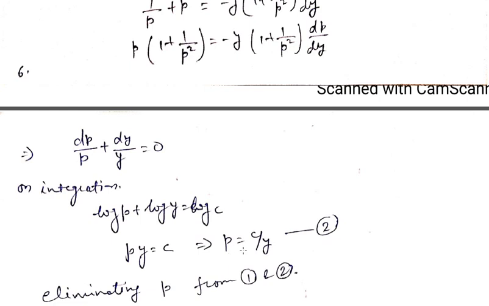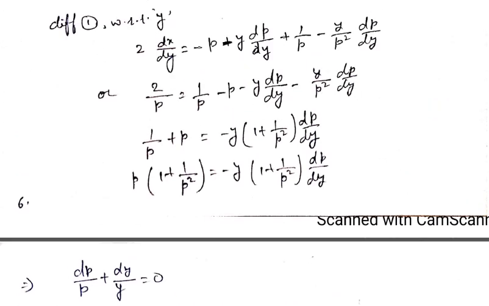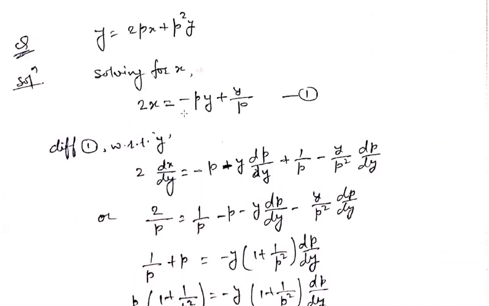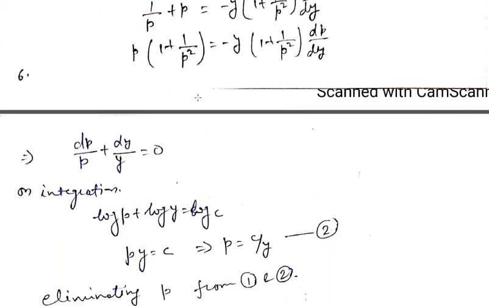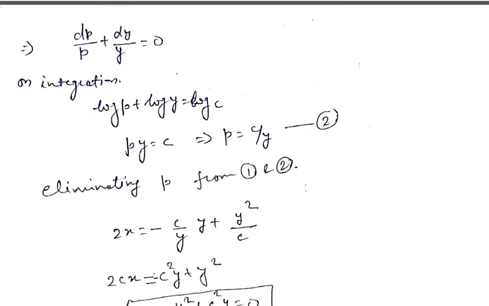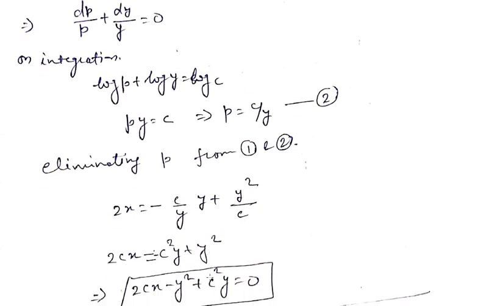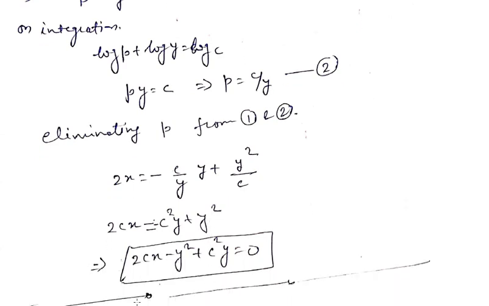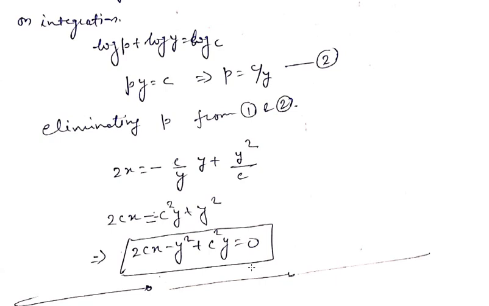So putting the value p equals c upon y in the given equation, here we will replace p with c upon y. So equation 1 becomes 2x equals minus c upon y into y plus y square upon c, or after simplification it becomes 2cx minus y square plus c square y equals 0. So this is the required solution for the given problem.